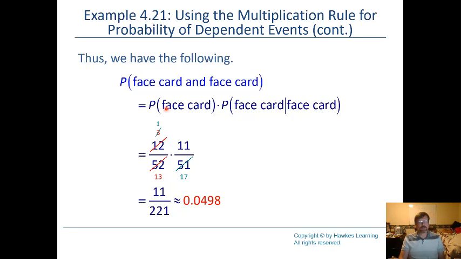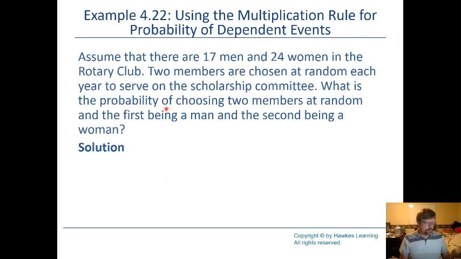Oh, okay. Slightly less gambling-related example. If we've got 17 men and 24 women in the Rotary Club, and 2 members are chosen at random each year to serve on the scholarship committee. What's the probability of choosing 2 members at random, and the first being a man and the second being a woman?